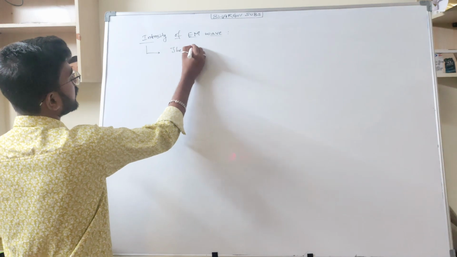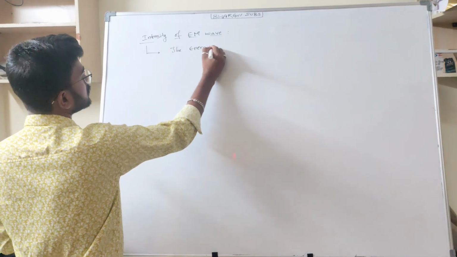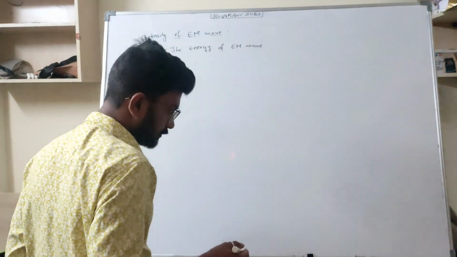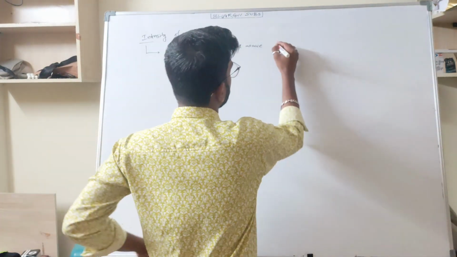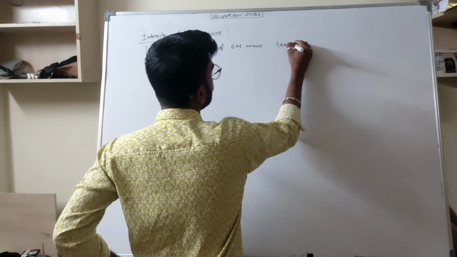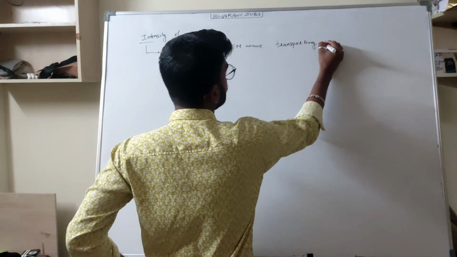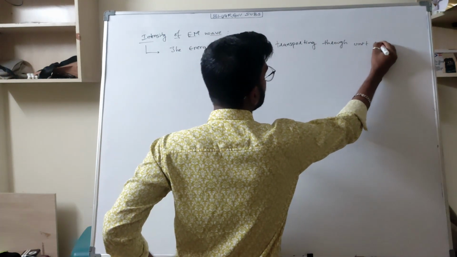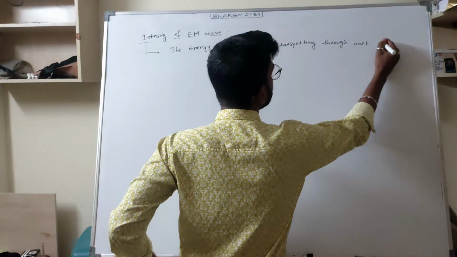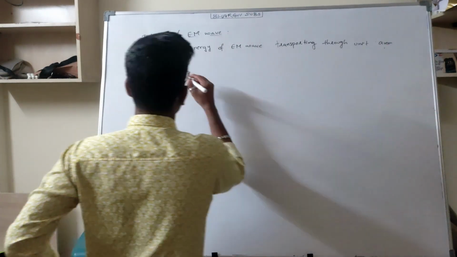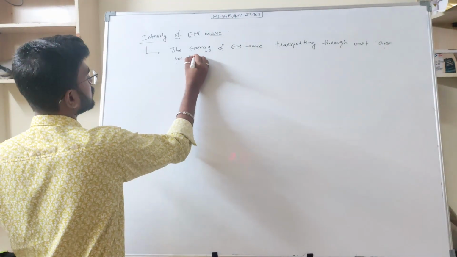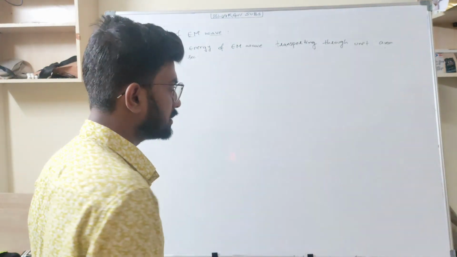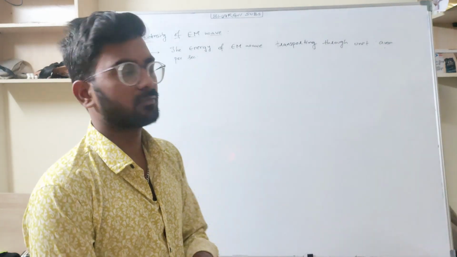The energy of EM wave transported through unit surface area or unit area per second. This is the intensity of the EM wave. So EM wave is due to both electric and magnetic fields, right?